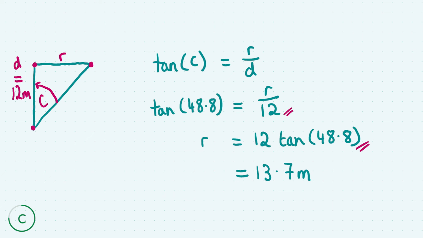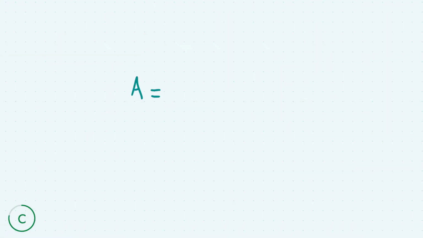Now, you do pick up marks here if you either put down this trigonometric identity for tan here, or put down this substitution and this rearrangement here, or if you calculate the correct radius, you'll get your second 3 marks. Now, let's calculate the area.